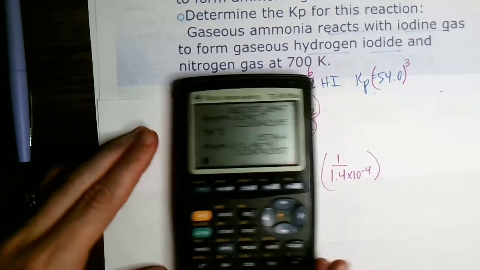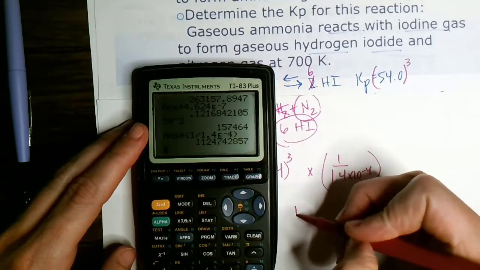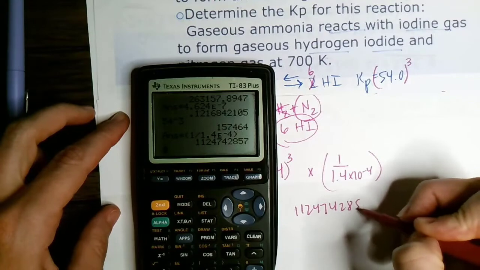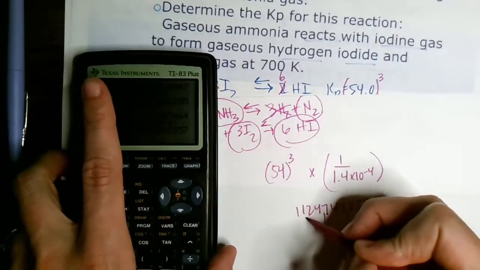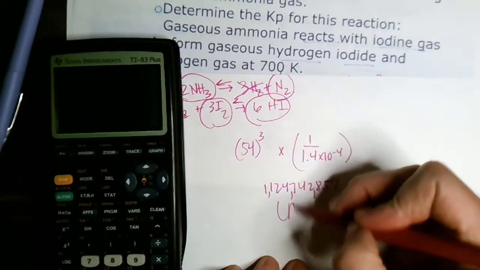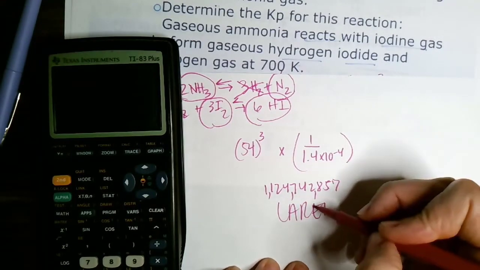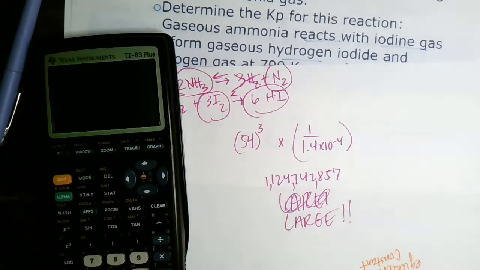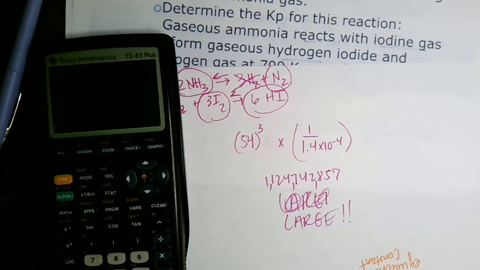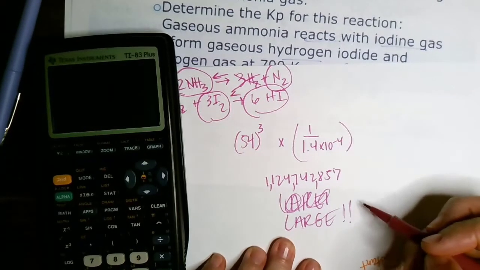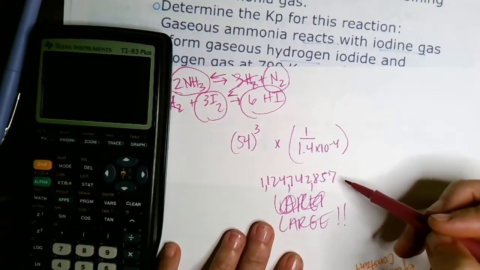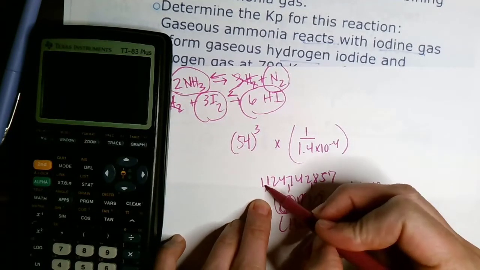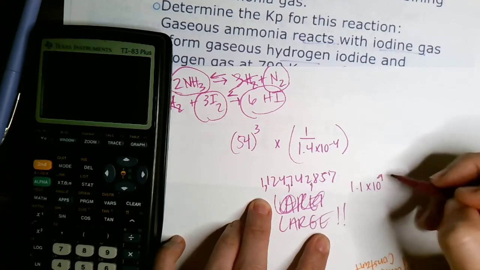Ooh, we get a very large number. We get 1,1,2,4,7,4,2,8,5,7. Holy smokes. This is really large. Oh, I can't write while I'm talking. So products are definitely being favored. And we would want to write this in scientific notation using 2 significant figures. So what would that be? 1.1 times 10 to the 369th power.